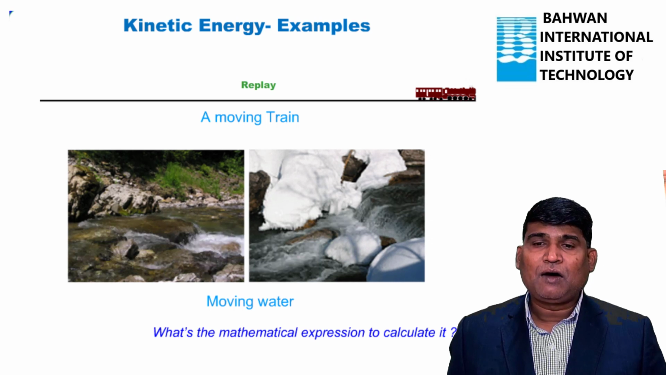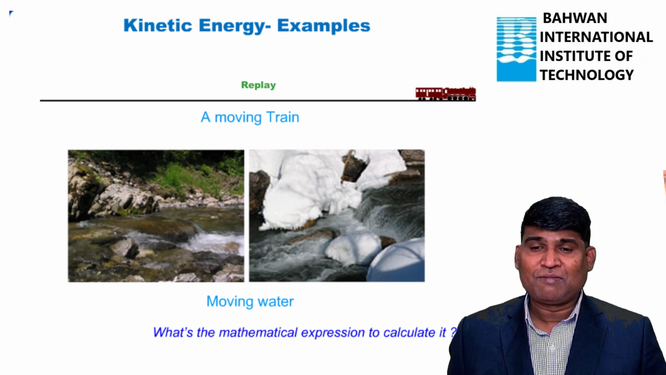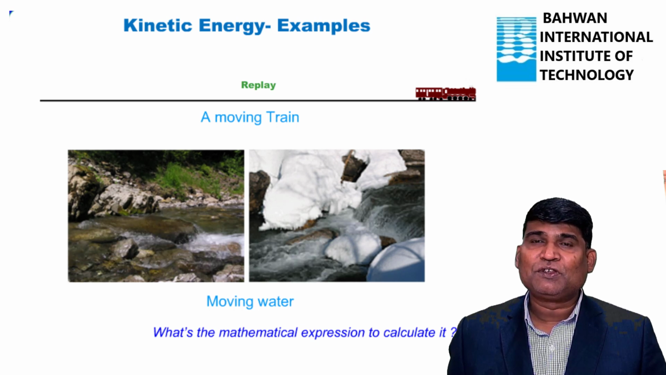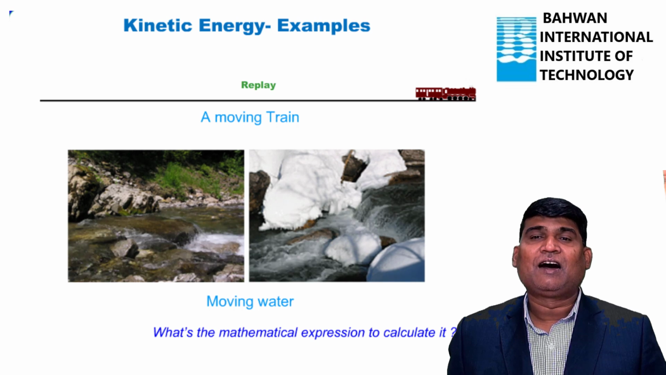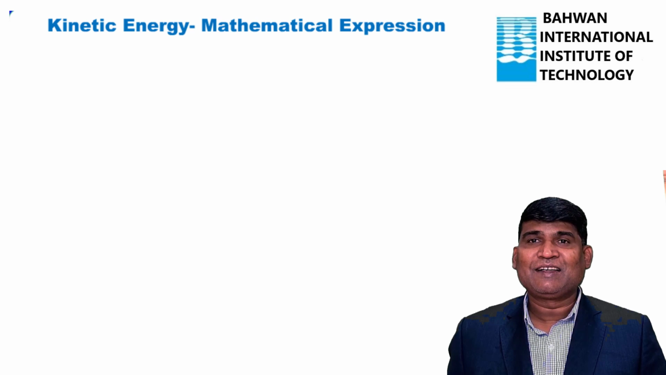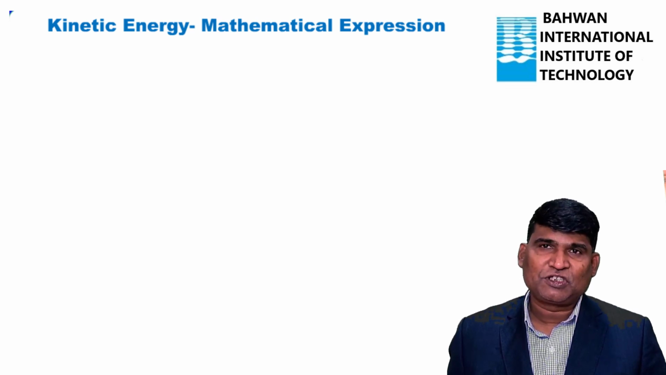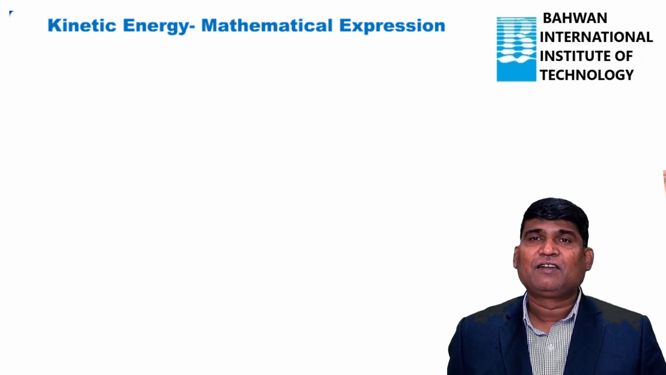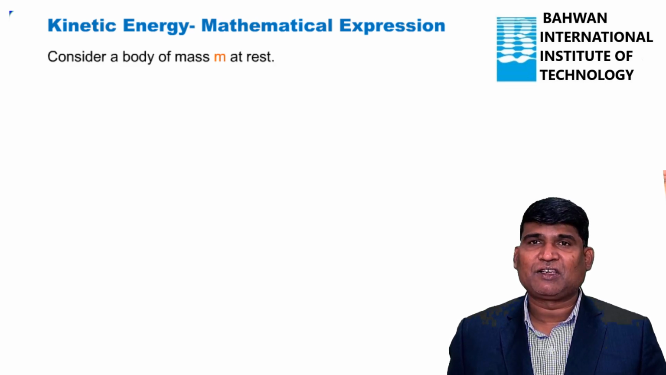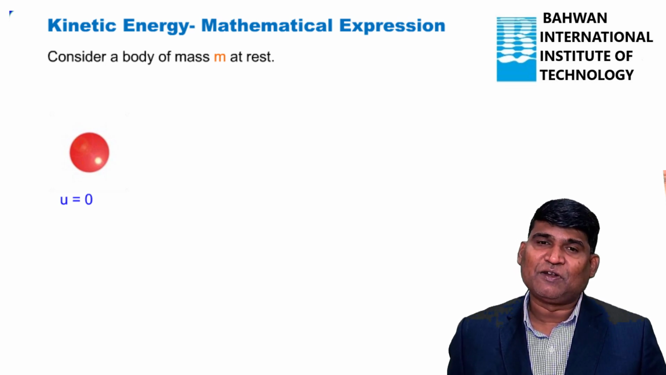Now we'll see how we derive the expression for kinetic energy. What is the mathematical expression we use to calculate kinetic energy? On that we will focus now. Here we know that a body gets kinetic energy because of its motion. Now we'll try to derive the expression for kinetic energy, the mathematical equation for kinetic energy. For that, consider a body of mass m which is initially at rest, right? Initially at rest means its initial velocity is 0.